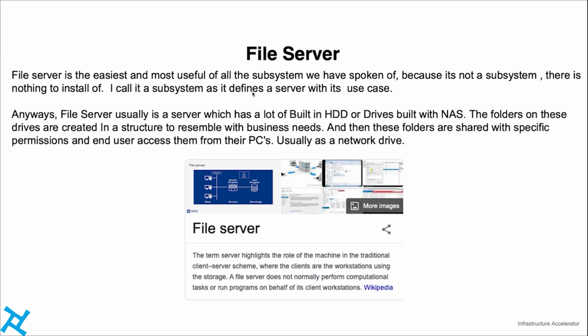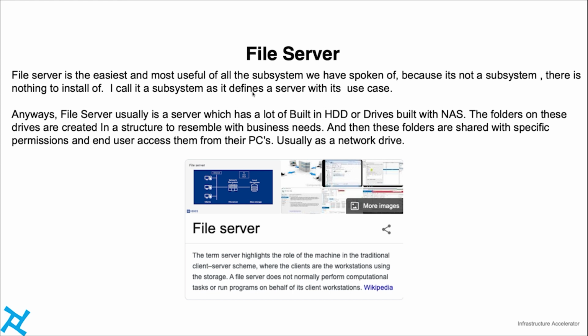A file server is usually a server which has a lot of built-in hard drives, or maybe drives attached via network attached storage. So basically it is a high capacity server. The folders on these drives are created in a structure to resemble the business needs. So you create a lot of folders to resemble the business needs, and then these folders are shared with specific permissions to end users, and they access them from their PC via a network drive. So I'm going to show you all this.